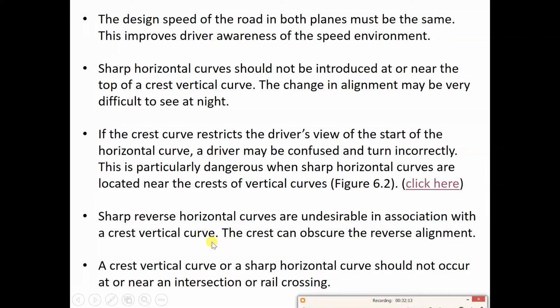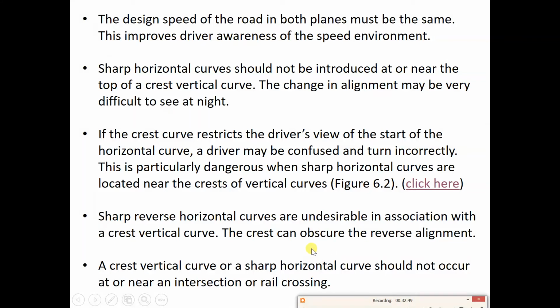If you go up the hill and there's a change of horizontal alignment from left to right, with the two curves just reversing, and the changes coincide with the crest, going uphill and then going down, you wouldn't be able to know what is happening after the crest. The crest can prevent you from seeing what's happening on the other side.